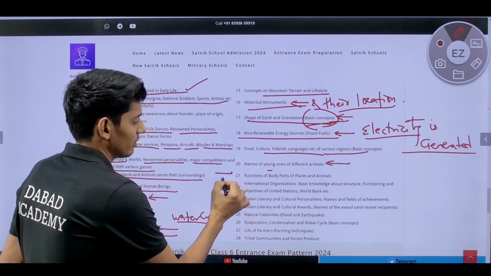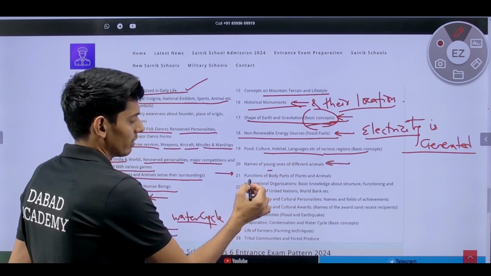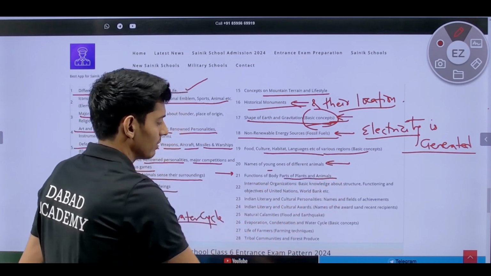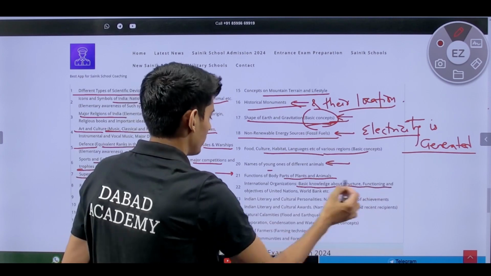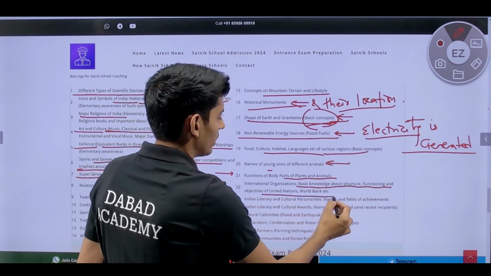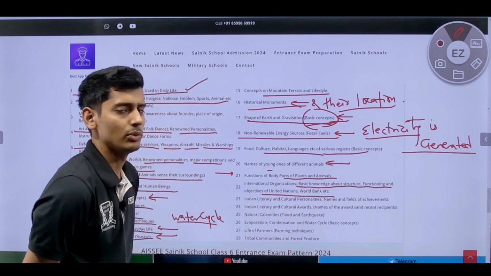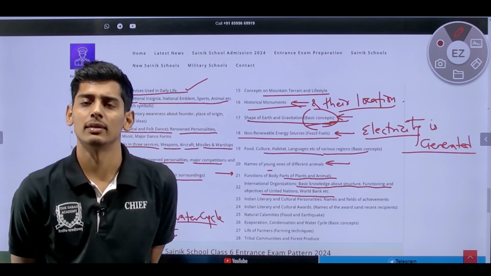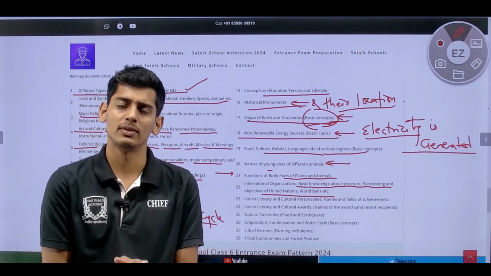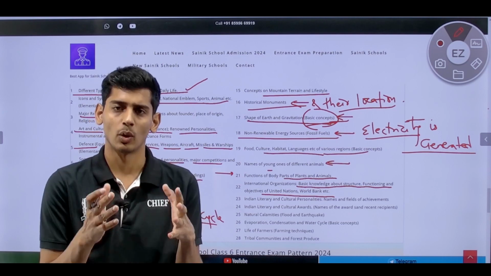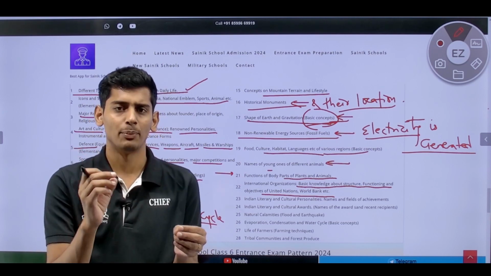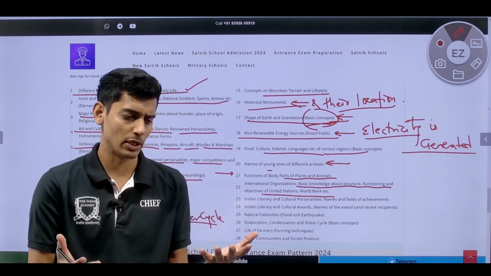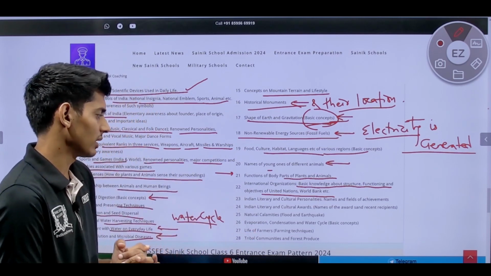Then the next one is 21, chapter number 21, functions of body parts of plants and animals. International organizations, basic knowledge about structure, functioning and objective of UN, which all are main units. जैसे for example, I would say कि International Court of Justice is one of the organization, its headquarter, ठीक है, and a brief update on कि what is the role of particular organization that we need to teach our kids.